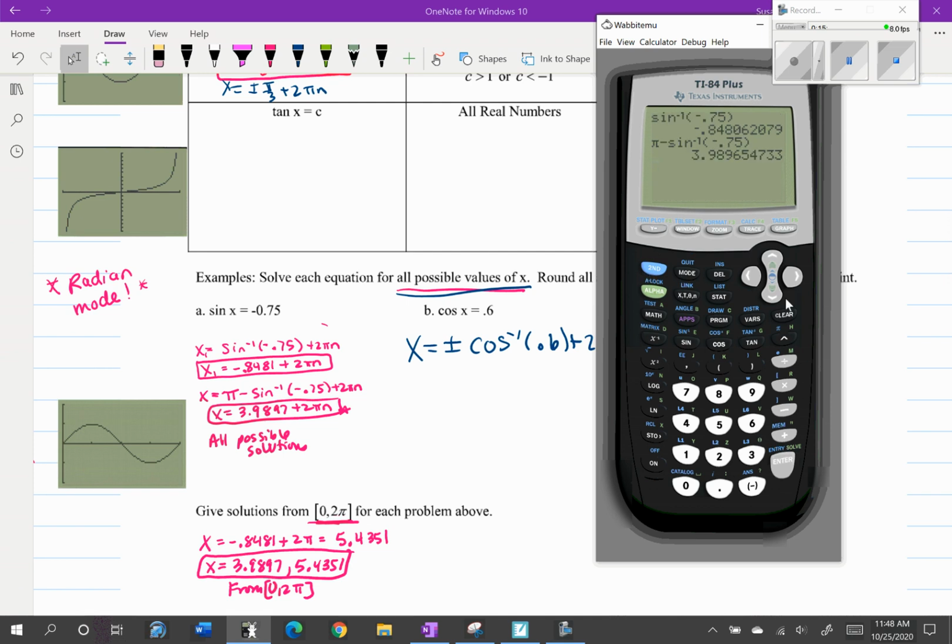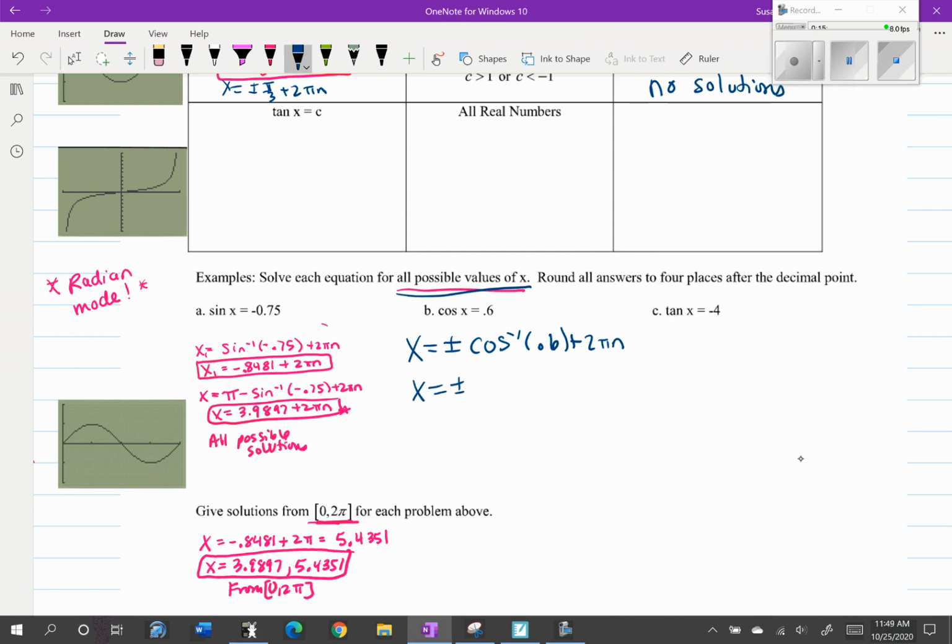And when I plug this in, we get the cosine inverse of 0.6. So that gives us 0.9273. So x equals plus or minus 0.9273 plus 2 pi n. Those give us all of our solutions.